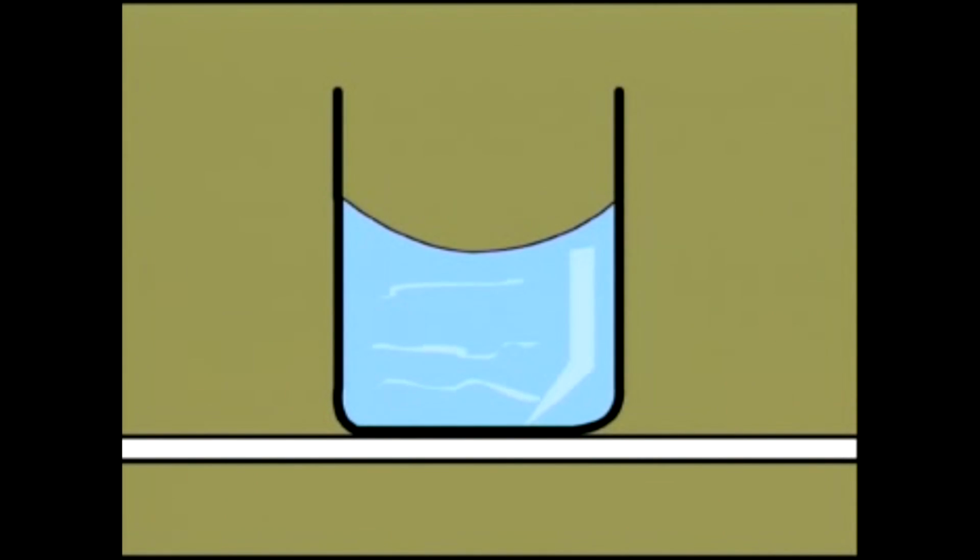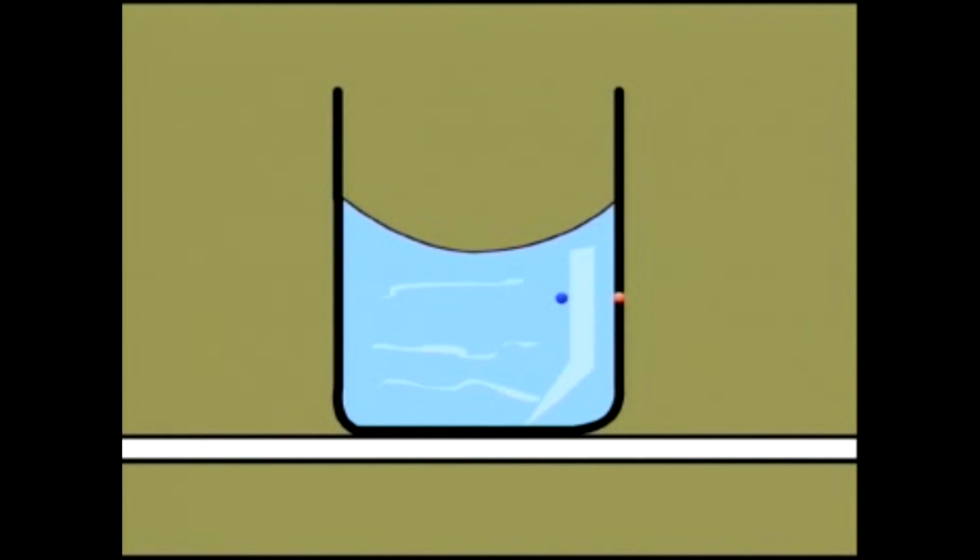The force of attraction between molecules of the same substance is called cohesive force. In the case of solids, the force of cohesion is very large, and due to this, solids have definite shape and size. The force of attraction between different kinds of molecules is called adhesive force.